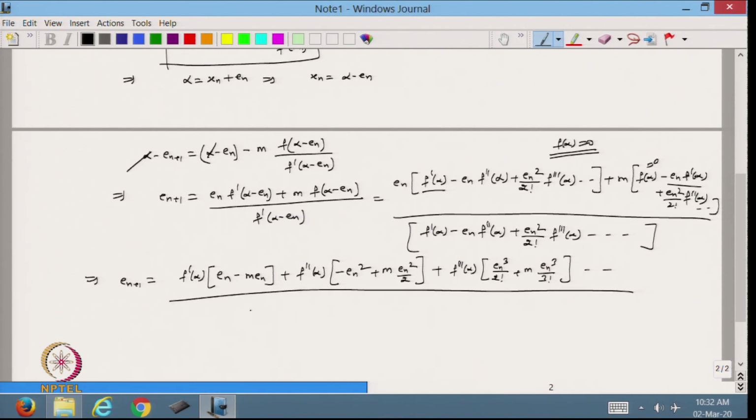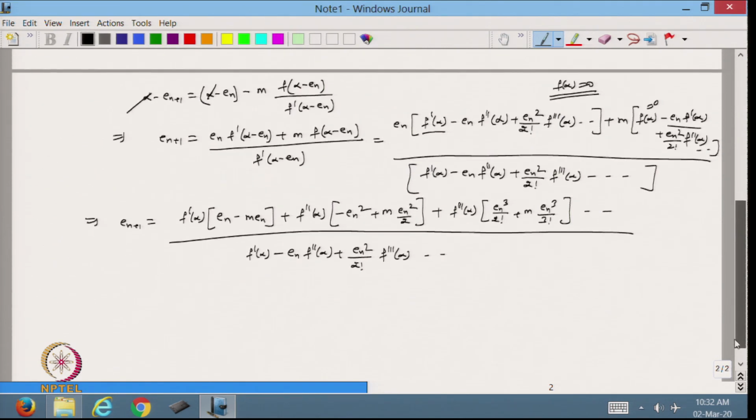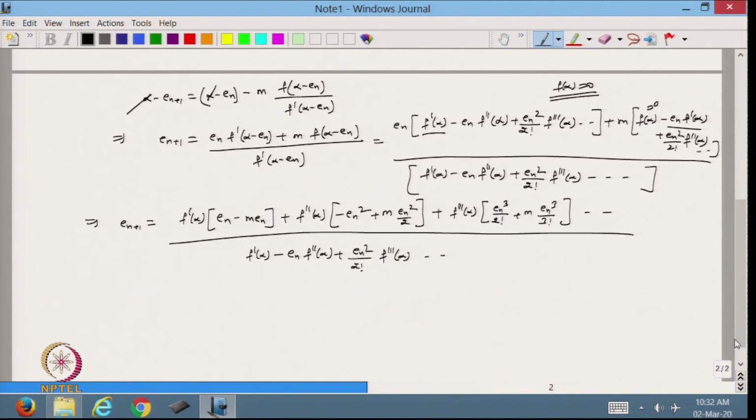So, from here I can write f dash alpha minus E n f double dash alpha plus E n square by 2 factorial f triple dash alpha. So, this is the same denominator I can write. Now, from here if you verify, just simplify this one. So, from here I can write my E n, I can take common. So, that will be m minus 1 f dash alpha.